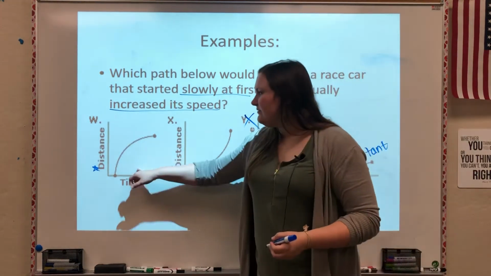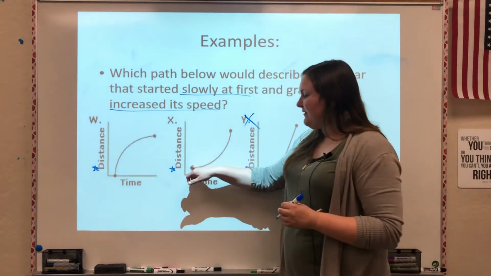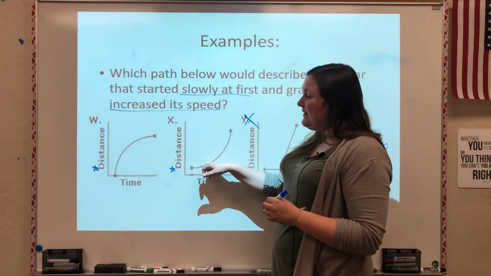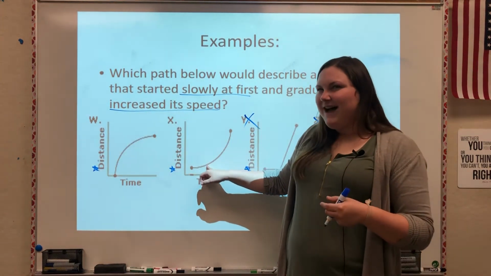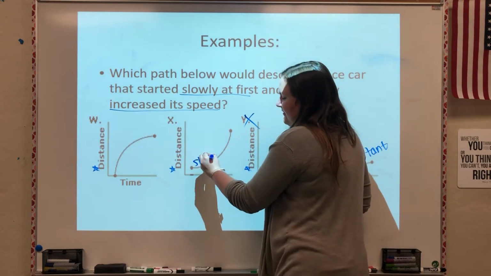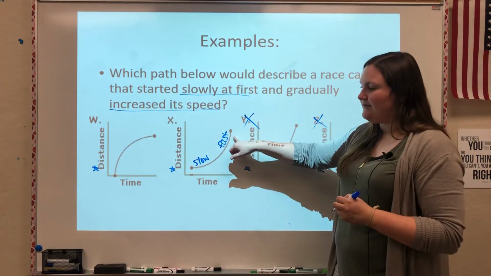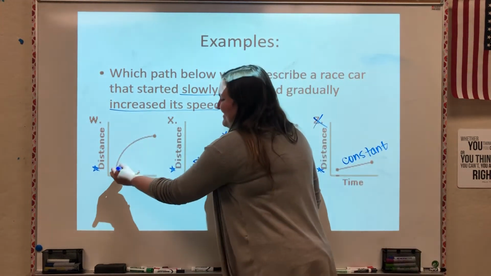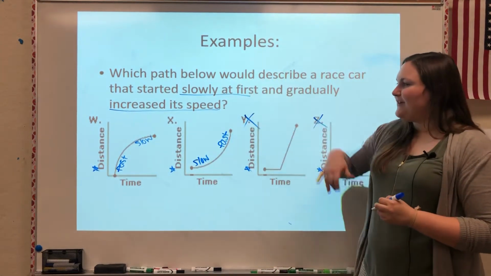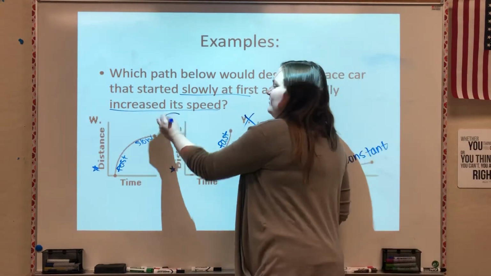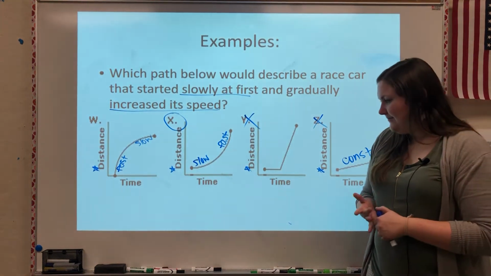These last two are showing the speeds changing. I know that because the line's curved. This part right here is showing the distance increased a little bit, but not too much. So if my distance is increasing a little bit, but not a lot, that must mean we were going slow. And then the second part here is when we are moving faster, because the distance changed a lot. This one here is the opposite. This would be fast, then slow. Which is the one we want? Well, we want slow at first and then increasing speed. So that would be graph X. W would be a graph of someone decreasing their speed.